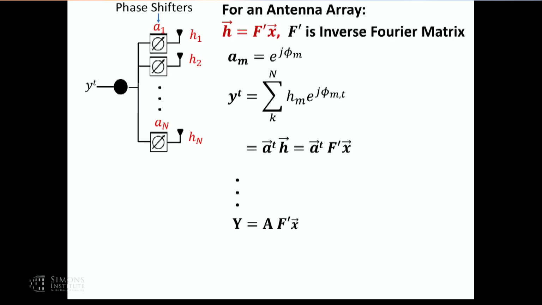And now we don't have many constraints. We can set A the way we like. And so we can use compressive sensing or sparse Fourier transform to solve the problem.